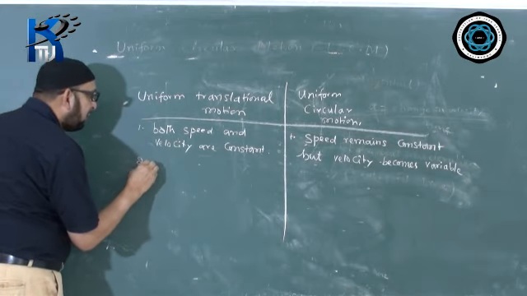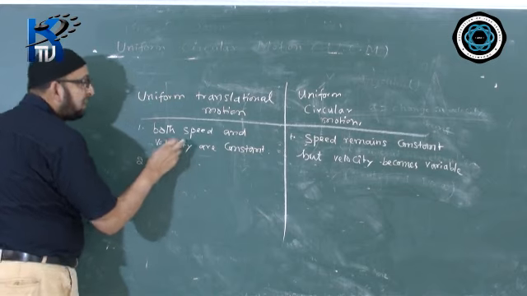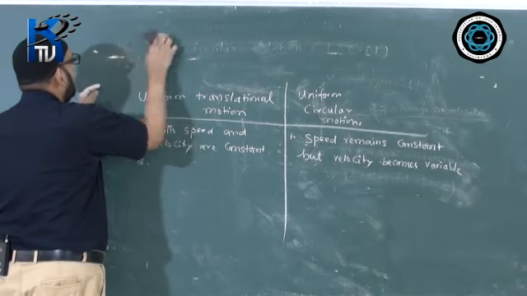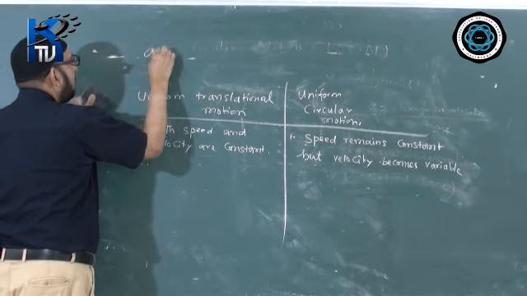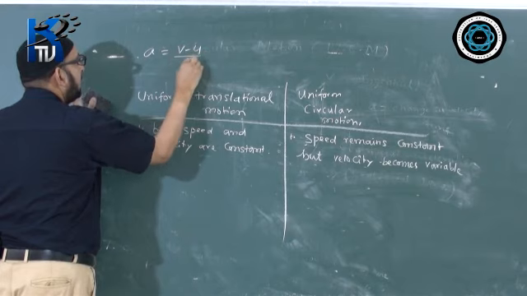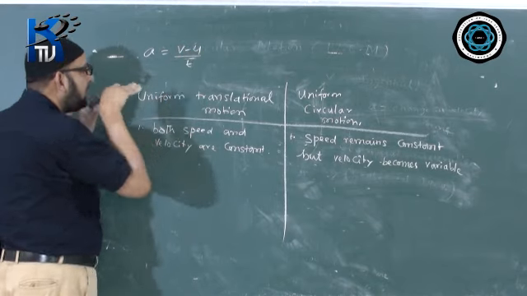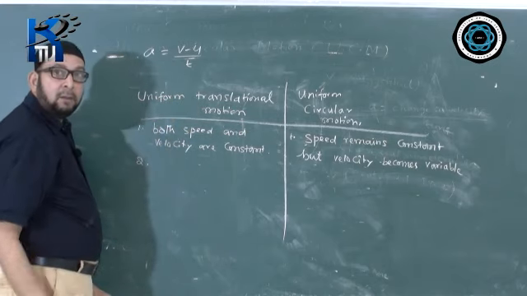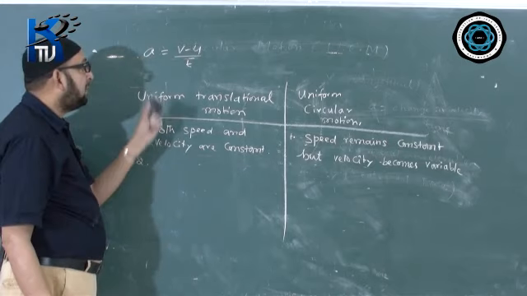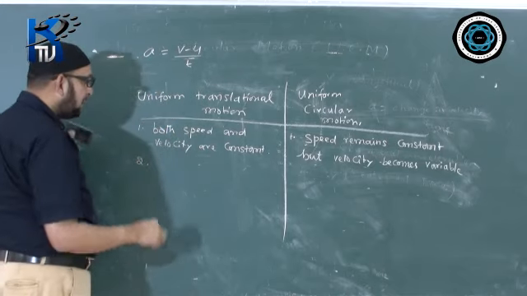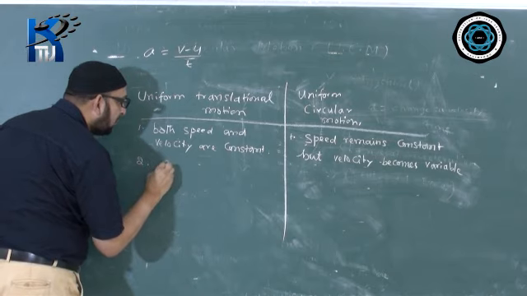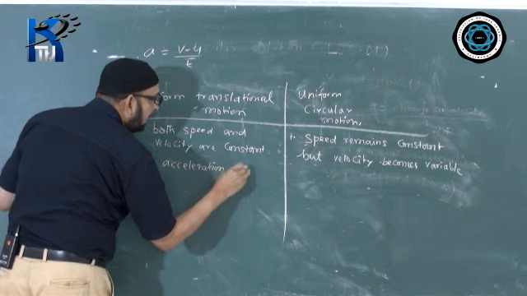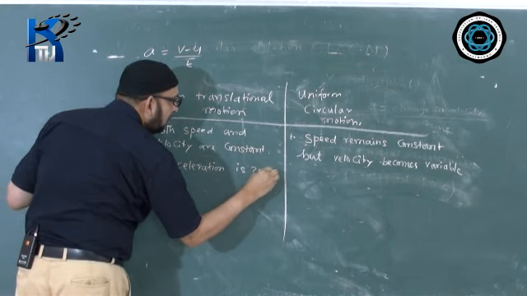Another point of difference we can give: here you will find that acceleration is 0 because the velocity does not change, and formula of acceleration, as I told you, is A equal to V minus U by T. That means when the velocity is the same in uniform translation motion, initial, final, or any velocity at any instant of time will remain the same, so acceleration will be 0. So here we write acceleration of the body is 0.